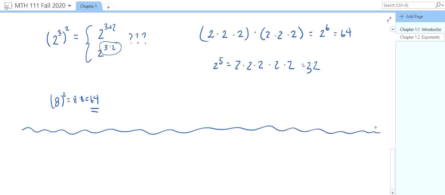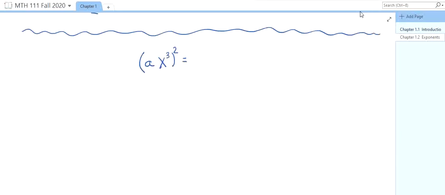So, okay, what happens if there's more things in parentheses? Well, we can't simplify this anymore. A times x cubed. So let's think of this. Let's put some real numbers here. 3 times, let's say 5 cubed squared equals. So what does this equal?